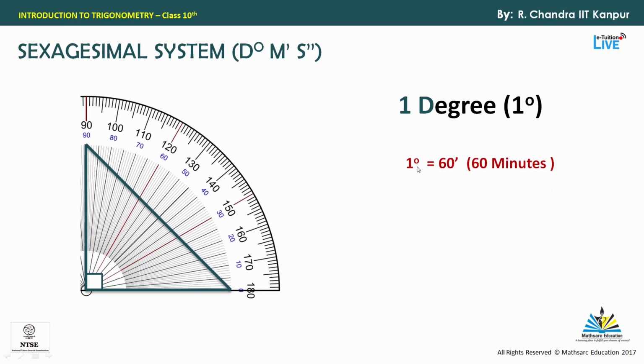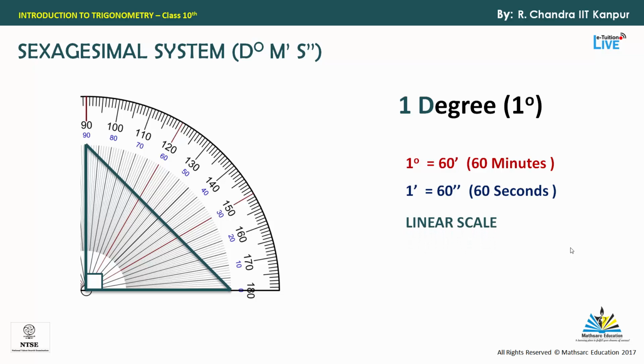Further, they divided 1 degree into 60 equal parts and called them minutes. Here you can see we have 60 minutes in 1 degree, and again they further subdivided a minute into seconds, and 1 minute is equal to 60 seconds. This is the symbol for minute and this is the symbol for second.